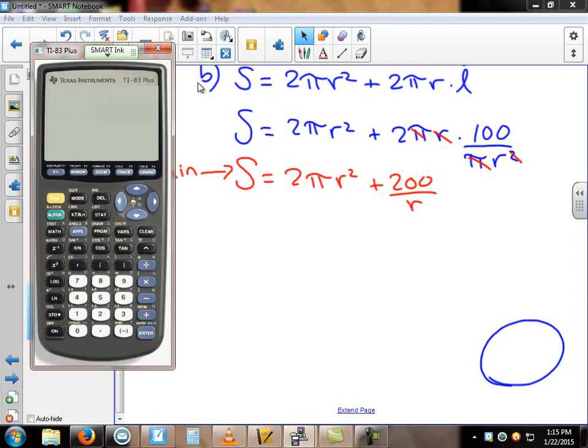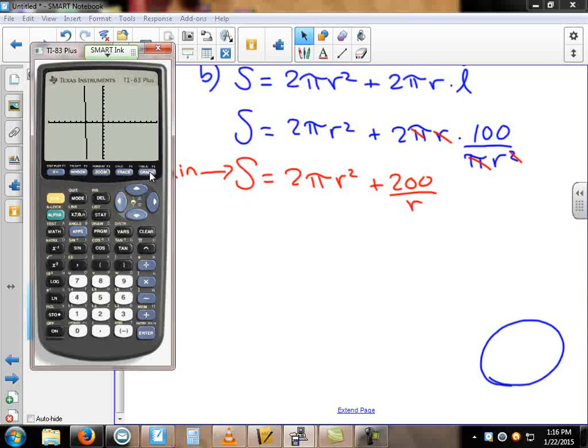Let's turn it on, y equals, figure this out. So we're going to go 2 pi x squared, plus 200 over x. We're going to graph this. Now I don't see much here. We know that the radius can be anywhere from 0 to a large value. The surface area, though, which is what the y value is going to be, is quite large.